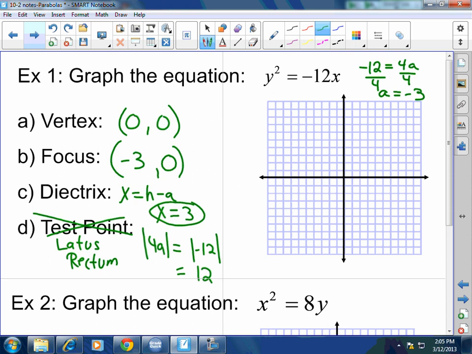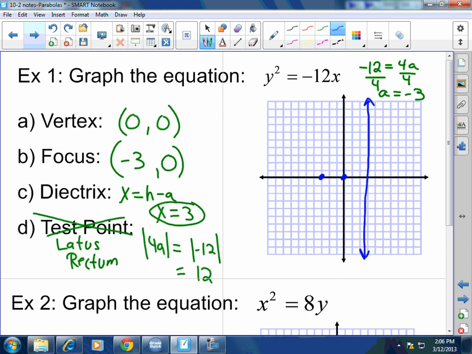You guys with me? Now, here's the easy part. Vertex is 0, 0. Focus is negative 3, comma 0. Is it going to open to the left, right, up, or down? To the left. X equals 3 is my directrix. And the length of my latus rectum is 12, right?